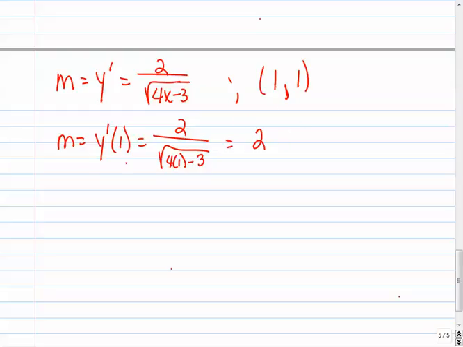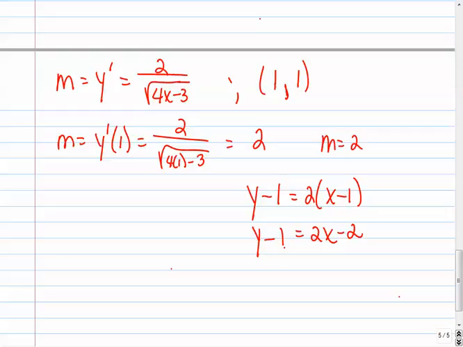The point on the line is (1, 1). So using the point-slope form, y minus 1 equals 2 times (x minus 1). Y minus 1 equals 2x minus 2. And if you add 1 to both sides, y equals 2x minus 1. So there is the equation of the tangent line to the graph of the original function, square root of 4x minus 3 at the point (1, 1).